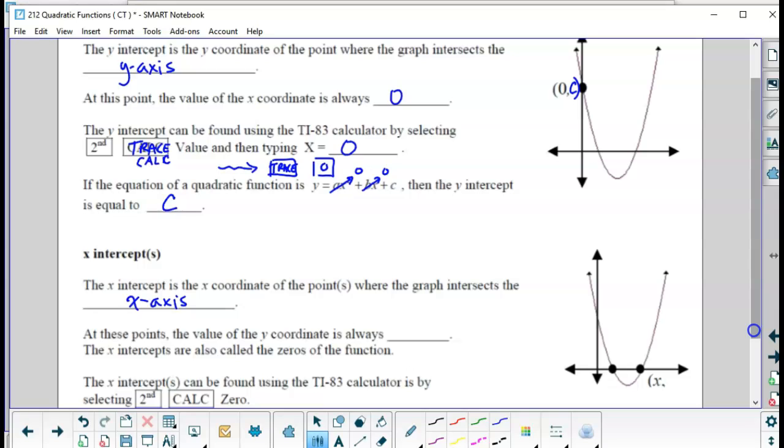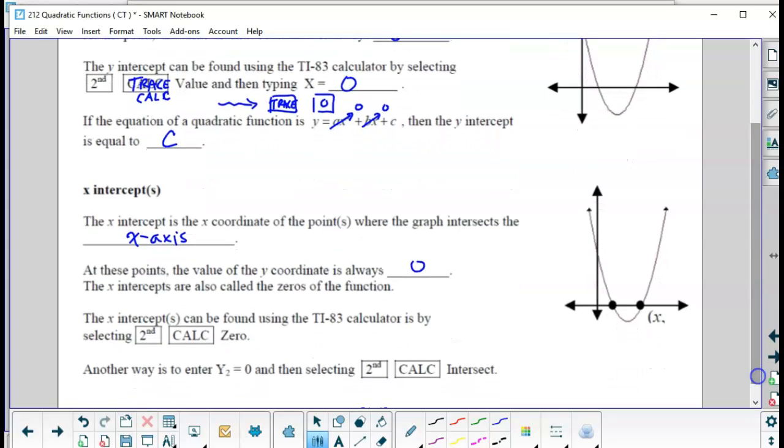At these points, the value of the y-coordinate is always 0. The x-intercepts are called the zeros of the function. Okay, so that's terminology. If anyone asks you what the zeros of a function are, it means you're finding the x-intercepts.